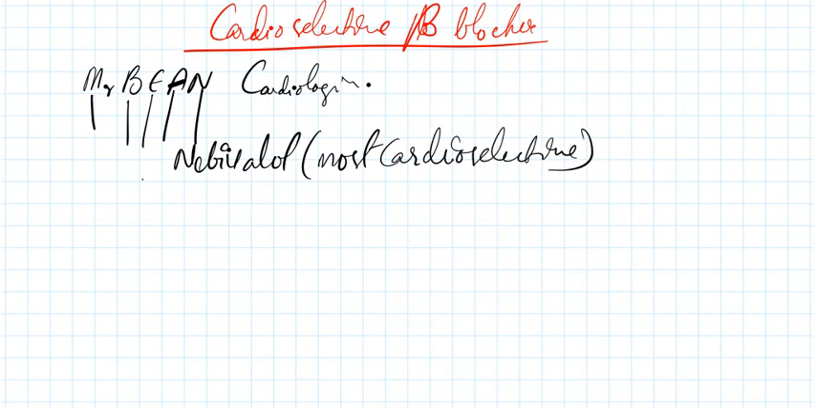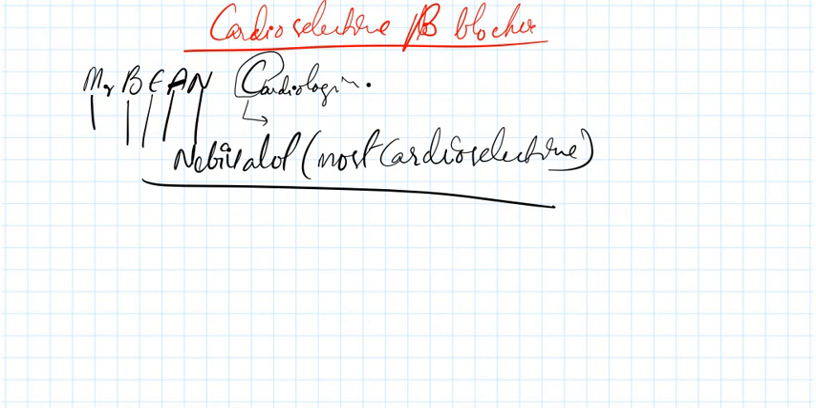This is an MCQ. Nebivolol is the most cardioselective beta blocker. A for atenolol and acebutolol also. Okay, and C for carvedilol. C for celiprolol. And nebivolol is most cardioselective. That's the main points here.